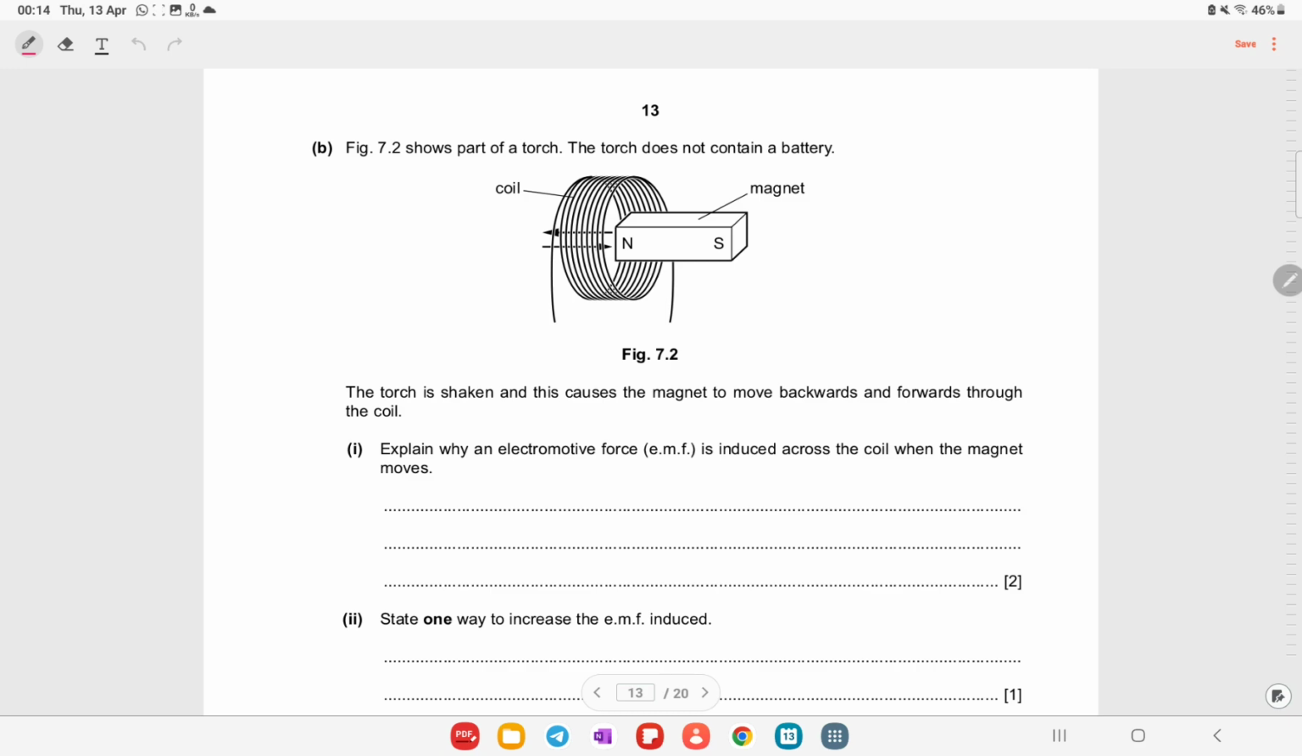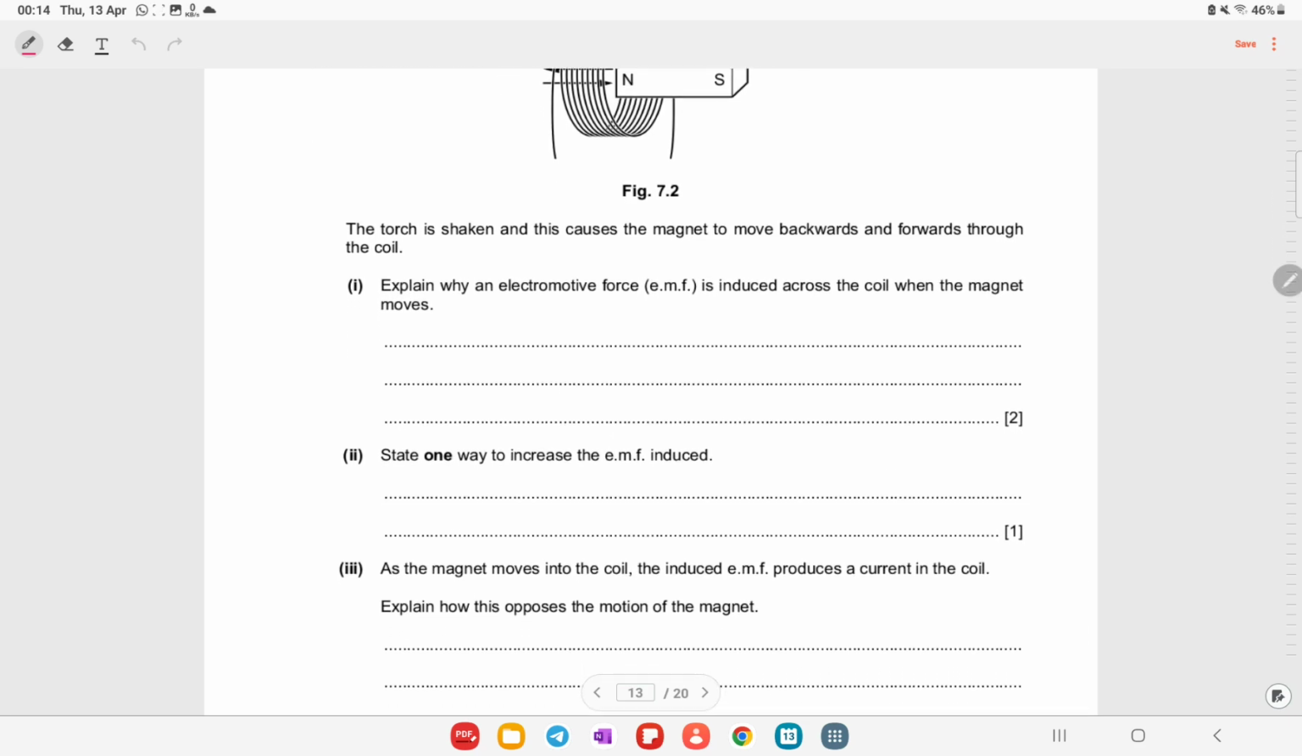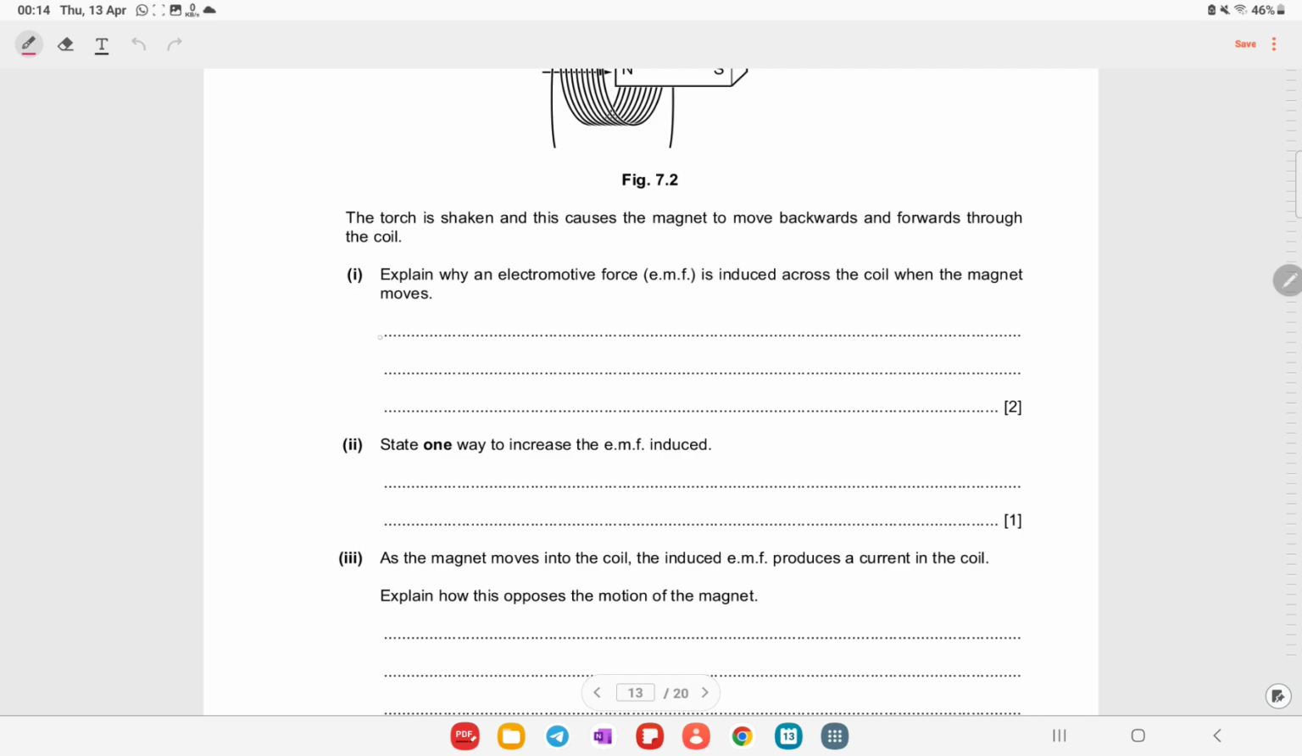Figure 7.2 shows part of a torch. The torch does not contain a battery. The torch is shaken, and this causes the magnet to move backward and forward through the coil. Explain why an EMF is induced across the coil when the magnet moves.